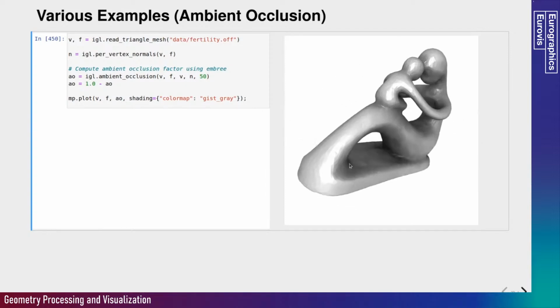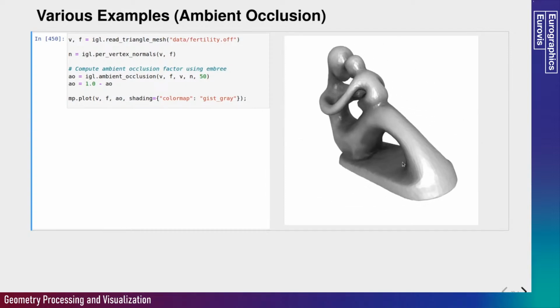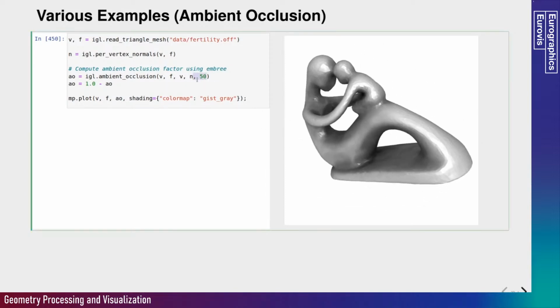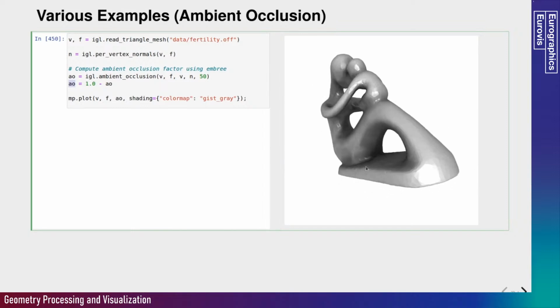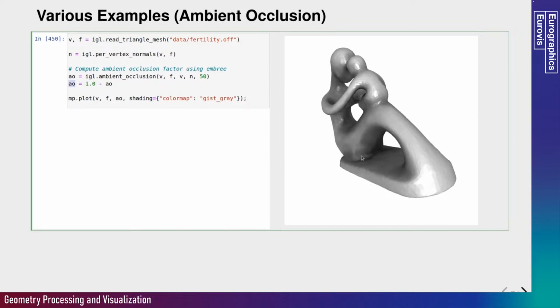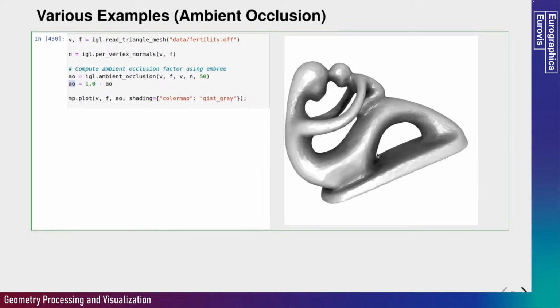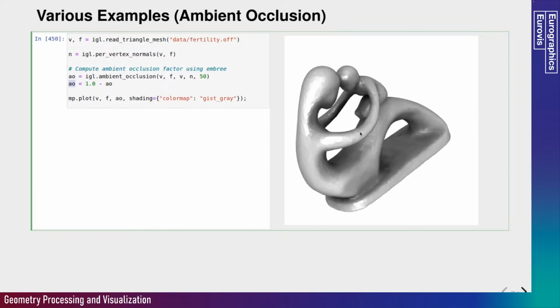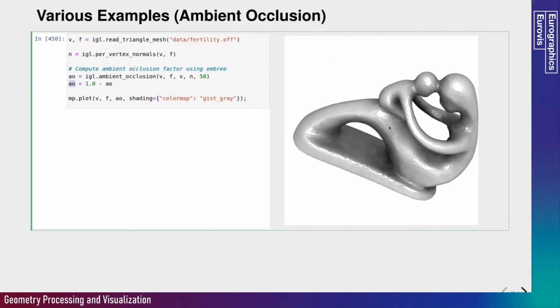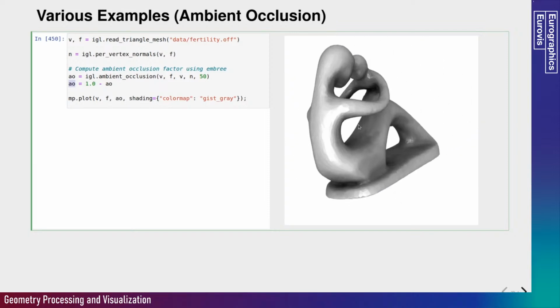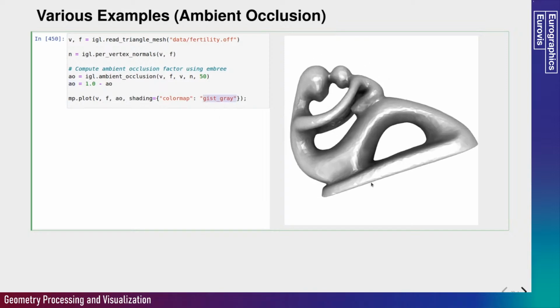So if we call the function ambient occlusion here and we tell it to shoot 50 rays for all of the vertices, we get back values for all vertices that tell us how exposed these vertices are. So for example, in such cavities here, vertices are not as exposed as, for example, here or on top of the head. And this is visualized here by color coding again with a different color map. In this case, we just use the gray color map.